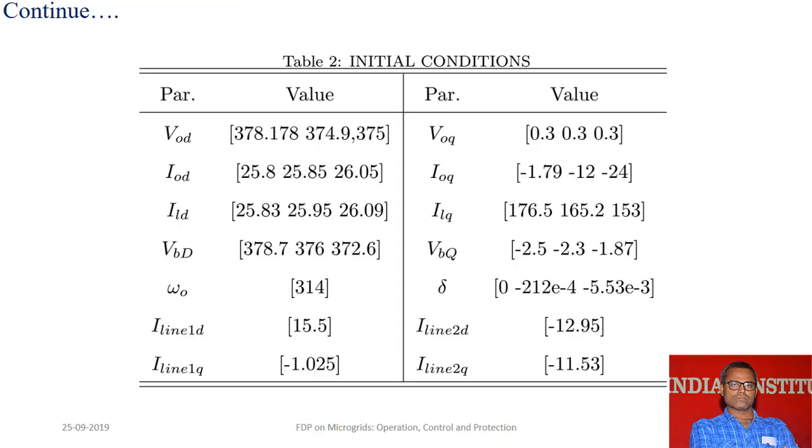So these are the initial conditions taken from the load flow solution. Those we call the stable equilibrium points, from where the linearization took place and the model is prepared, right? So this we call the stable equilibrium point solution, load flow equations, right?